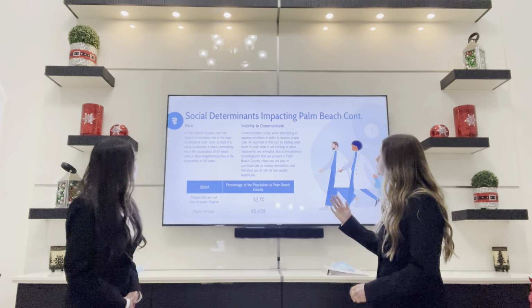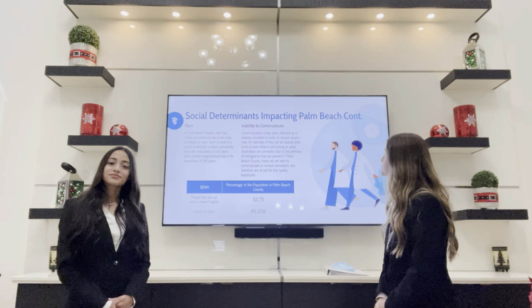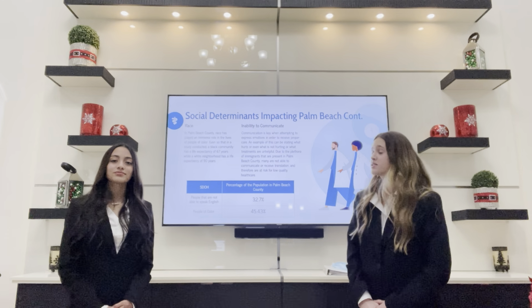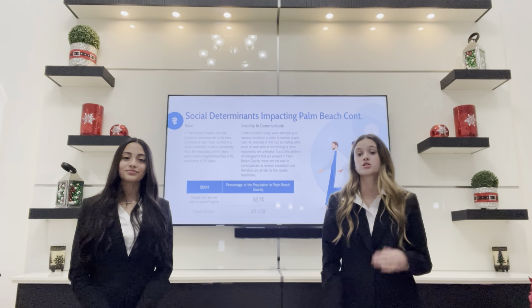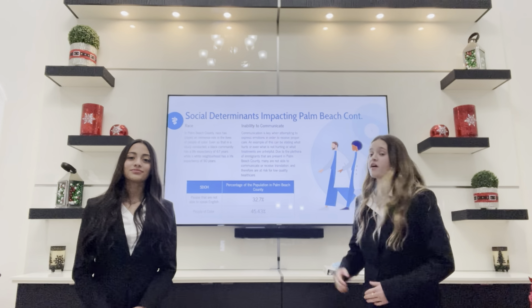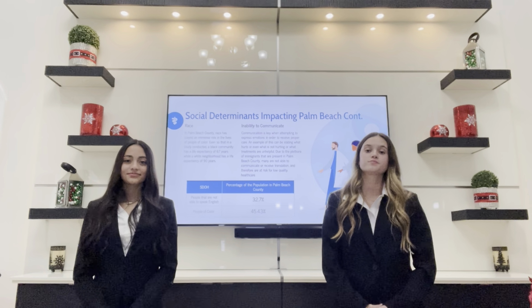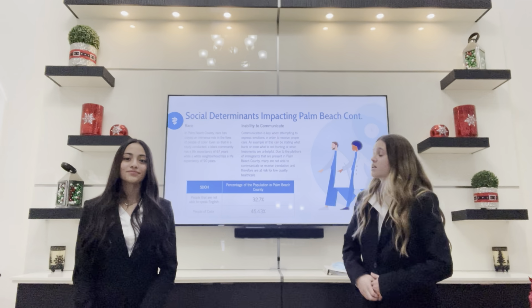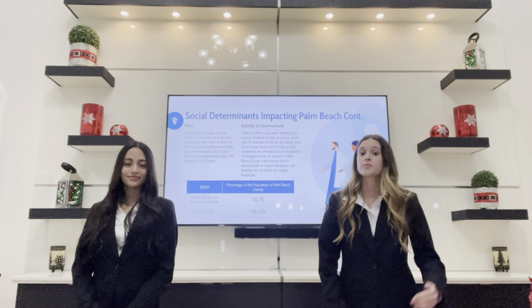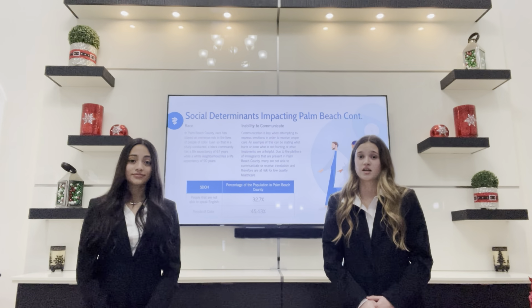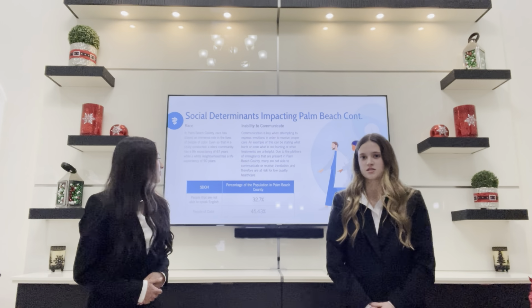In continuance, two other social determinants impacting Palm Beach right now are race and inability to communicate. In Palm Beach County, race has played an immense role, especially to the people of color. 45.43% of Palm Beach County is made up of the people of color. And even a study done showed that Black people most likely die around the age of 67 and white around the age of 90. So why is there such a big life expectancy gap?